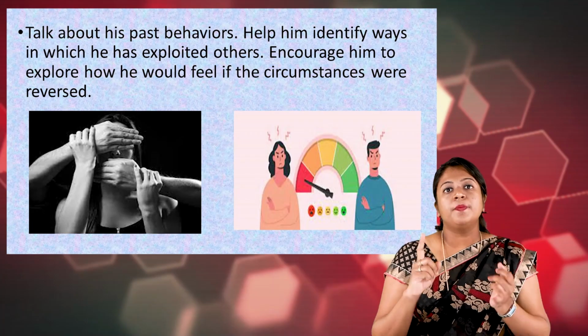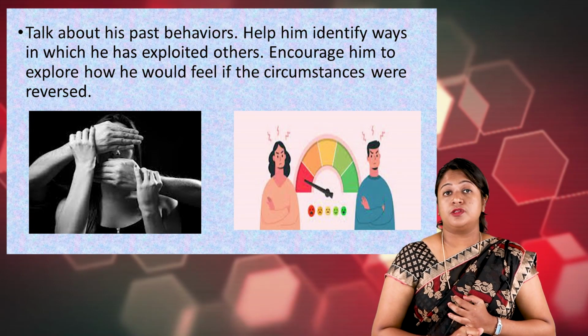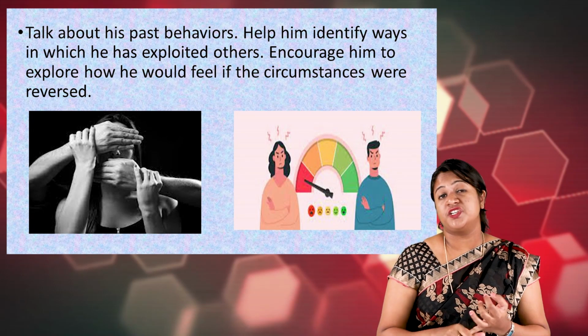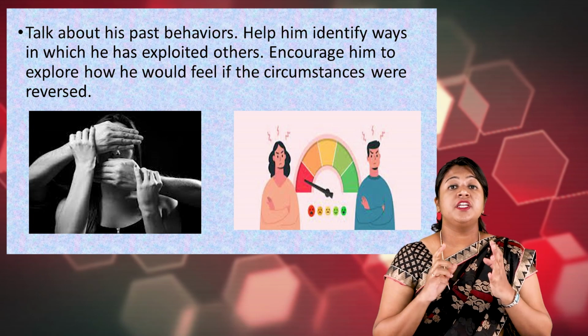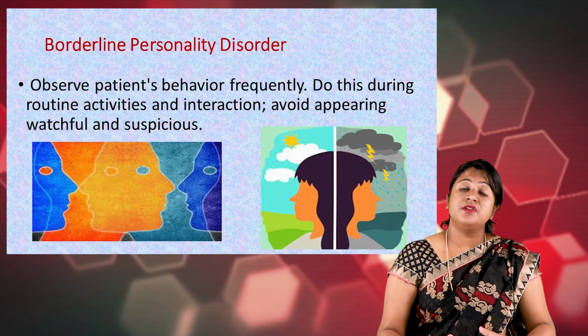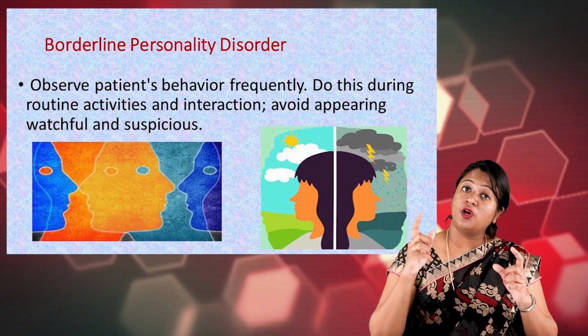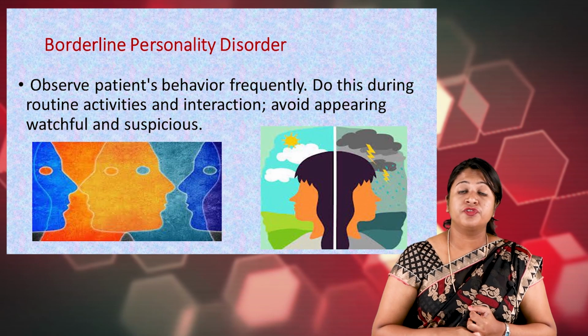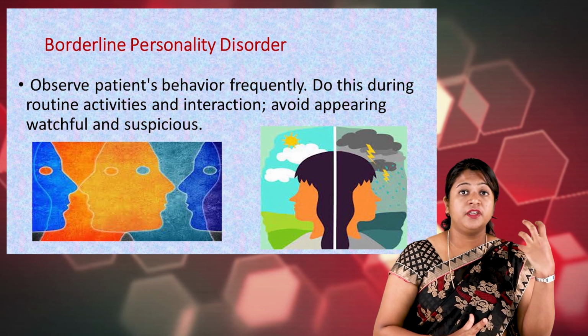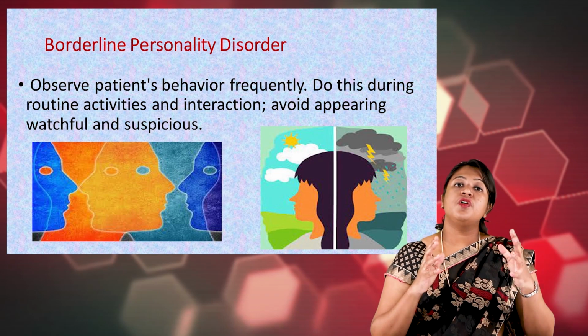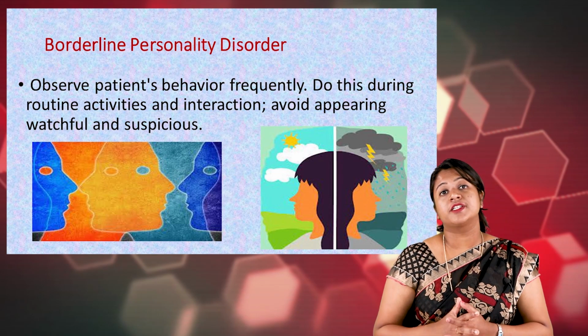So these are some of the interventions that you can plan for a patient with antisocial personality disorder. Now, I've got another personality disorder, which is borderline personality disorder. So what are some of the interventions for it? A person with borderline personality disorder may usually be suspicious or doubtful. See to it that you don't observe such a patient frequently, because he already has a suspicious or doubtful behavior. Frequent observation can even increase his symptoms. So you need to avoid appearing watchful or suspicious, right?